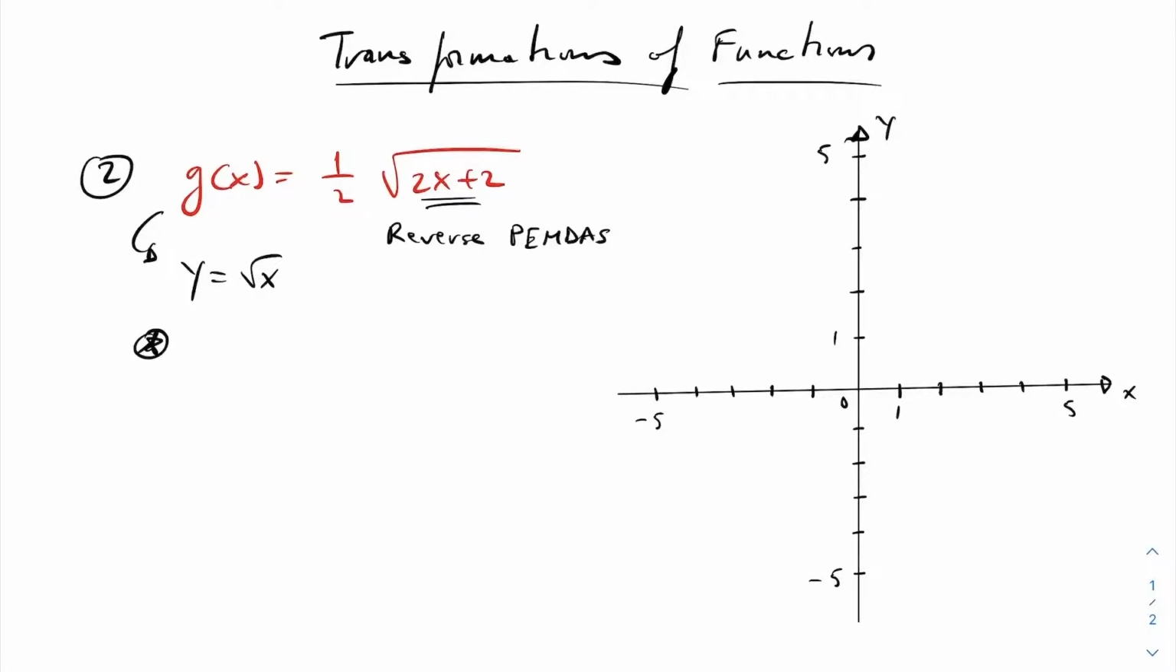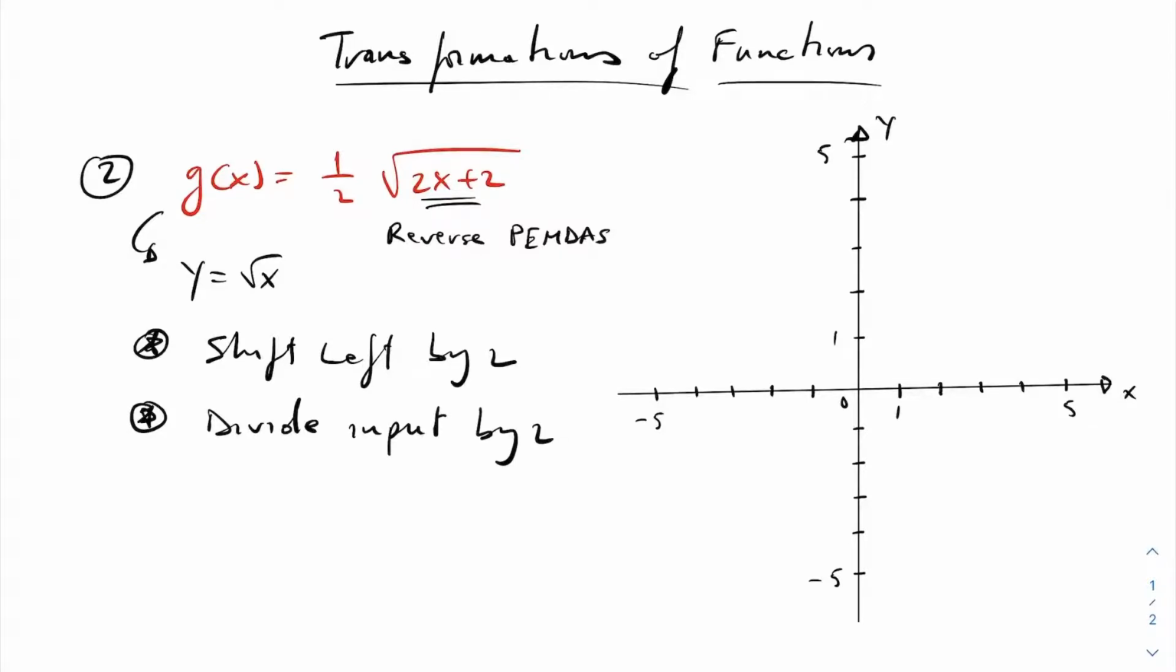And so the first thing we're going to take out from this is the plus 2. We are going to see that as a shift to the left by 2. And then the multiplication of the input here by 2 is going to be seen as a division of the input by 2. And that will be done for the input. Now looking at the outside here, the whole function is being multiplied by 1/2 or divided by 2, whichever way you want to look at it. So since that's done to the entire function, the output, whatever you see is what you do. So the final transformation here is going to be a division of the output by 2.